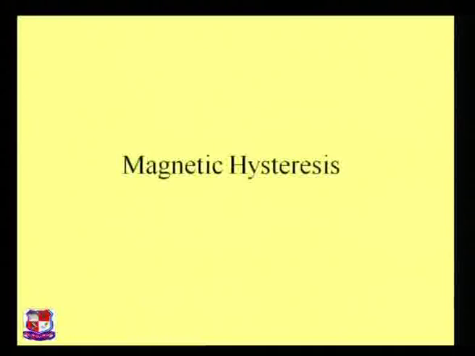Now we are coming to magnetic hysteresis. What is magnetic hysteresis? So first of all, we have to see hysteresis loss. What is hysteresis loss? So when the iron piece is there or any ferromagnetic material is there, the dipoles will be randomly aligned.